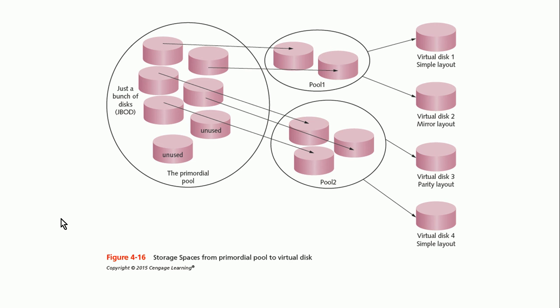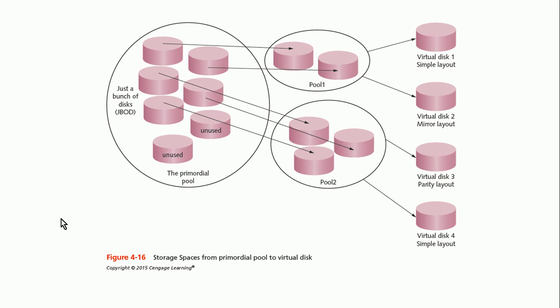The first 2 disks created pool 1, the other 3 disks used pool 2, and I have 2 completely unused disks in my primordial pool, which I could use to create another pool, a pool 3, or I could keep them laying around in case I need more space on pool 1 or pool 2. I could assign those and grow pool 1 or pool 2 by dynamically assigning other disks to it. And then on the right-hand side, those are my virtual disks. So I can create those virtual disks from the pool.